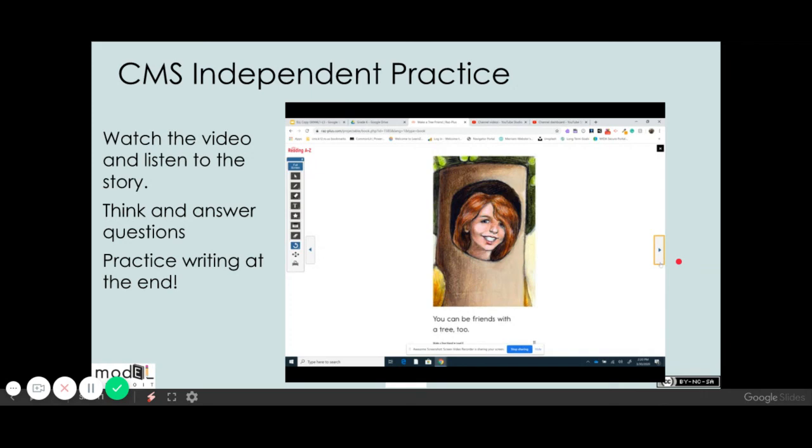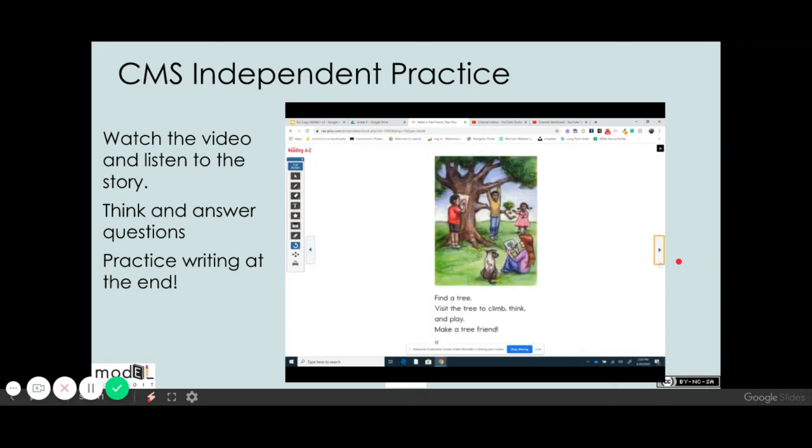You can be friends with a tree too. Find a tree. Visit the tree to climb, think, and play. Make a tree friend.